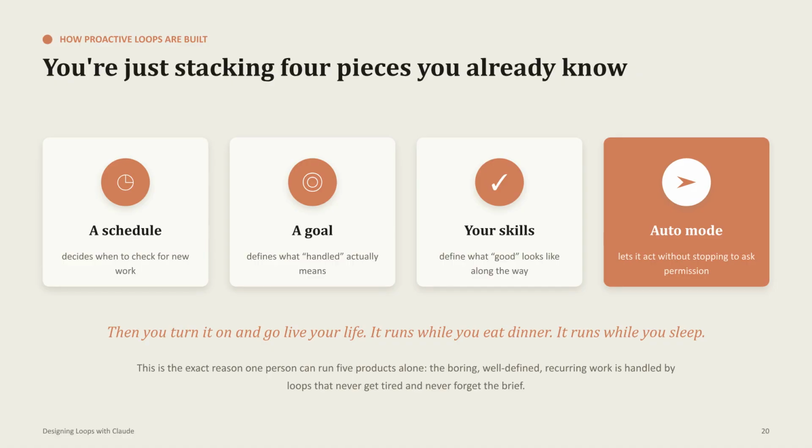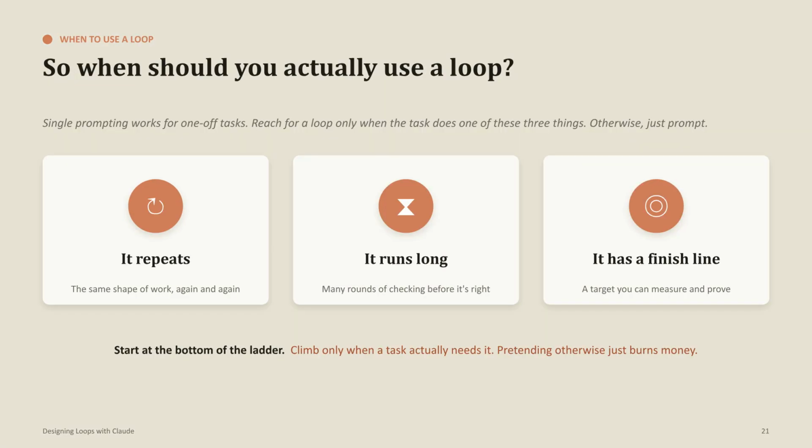Building these is simply a matter of stacking what you already know: a schedule, a goal, your established skills, and auto mode. Combine these, and you have a system that works while you eat or sleep, handling the boring, recurring tasks. When should you actually use a loop? Only when the task repeats, runs long, or has a specific finish line. If a task is just a one-off, stick to simple prompting to avoid unnecessary complexity and cost.